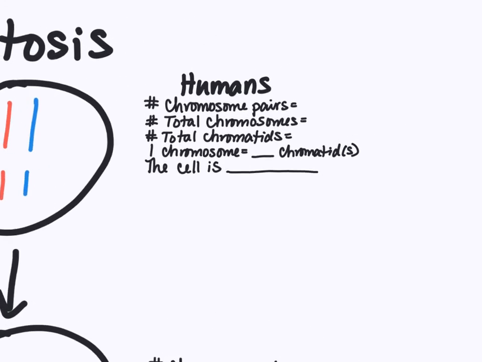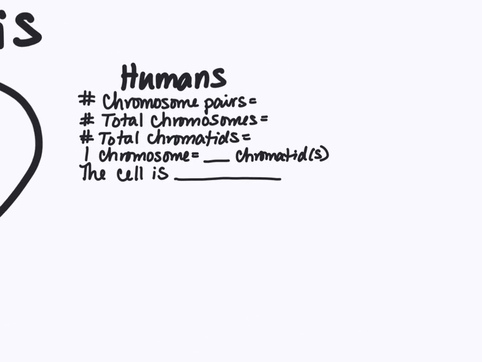So we can go over here and do some accounting. For the number of pairs of chromosomes for a human, we would have 23. This would give us 46 total chromosomes because 23 times 2 equals 46. We also have a total of 46 chromatids, and that's because each chromosome only consists of 1 chromatid at this point. Now, because we have paired chromosomes, this means that we have homologous chromosomes present. And whenever we see paired homologous chromosomes, it means that the cell is diploid.